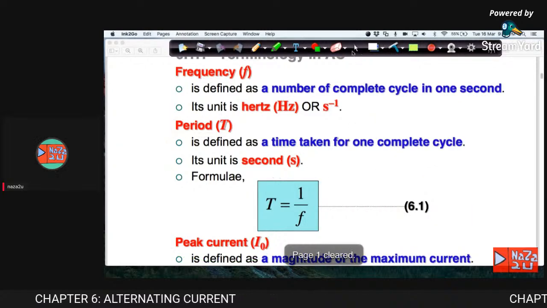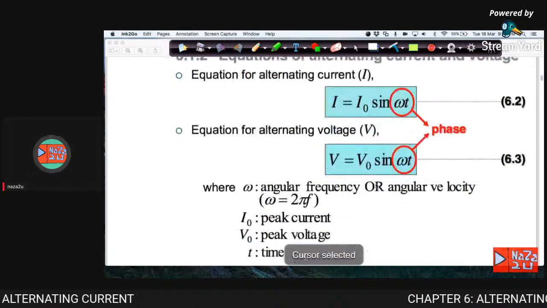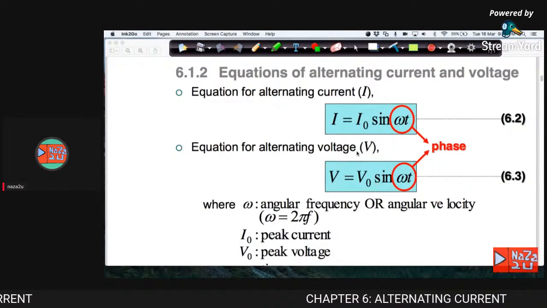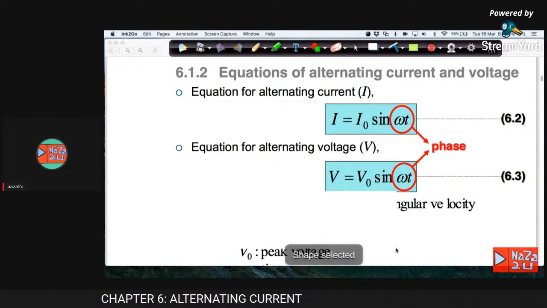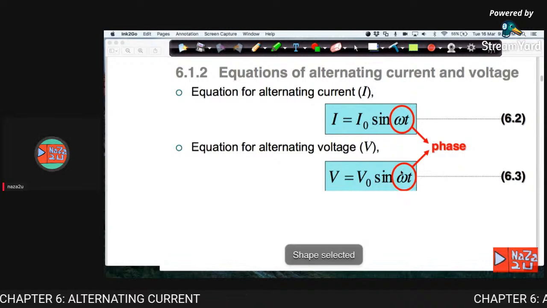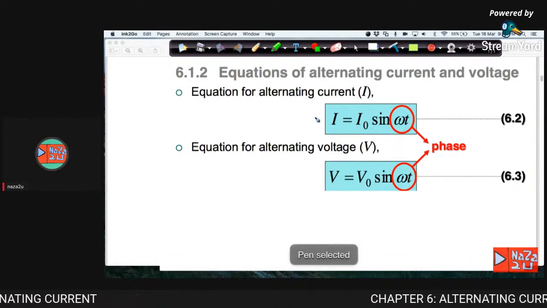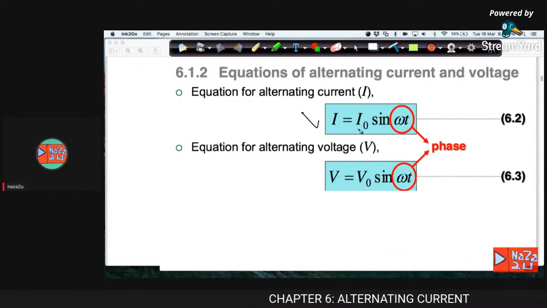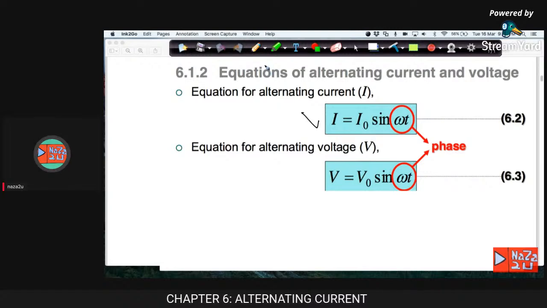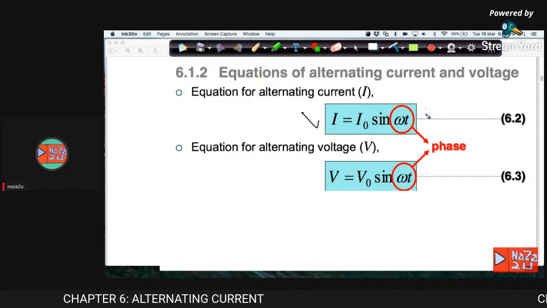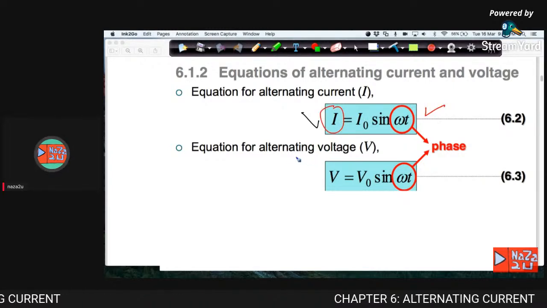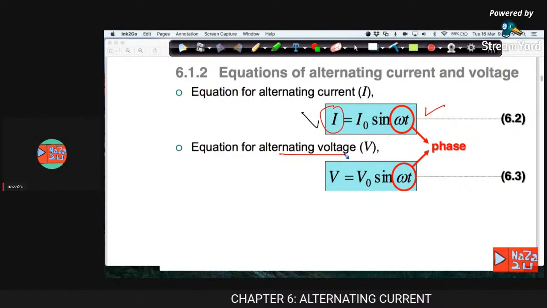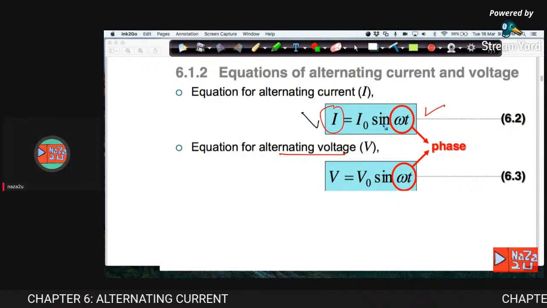Okay, so saya rasa yang tu tak ada masalah. So we go to the next. Ini persamaan dia, because kita bincang mengenai graph ya. The first graph, okay, you get the alternating current is I is equal to I naught sin omega t. So this is the first equation for the current I. And the second equation is alternating voltage. So we have a voltage. So same, we have a sinusoidal graph.